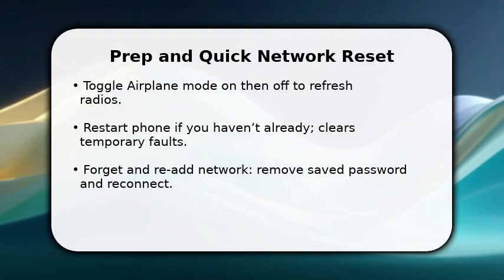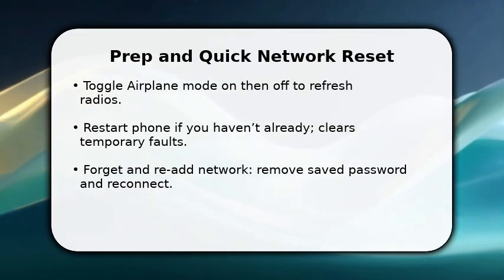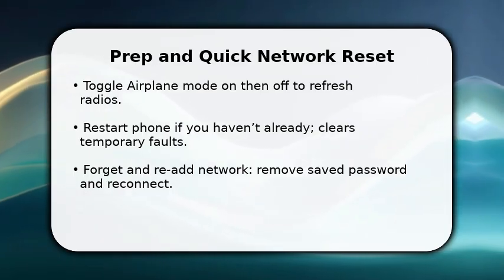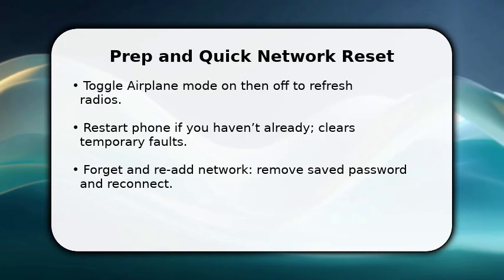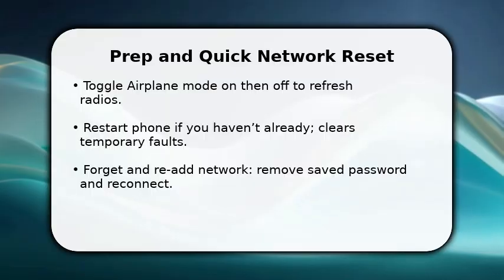You start by refreshing the phone's wireless state. This often fixes transient issues quickly. First, toggle airplane mode on for 5 seconds, then off so radios reinitialize. Once done, restart the device to clear background glitches and cached network locks.